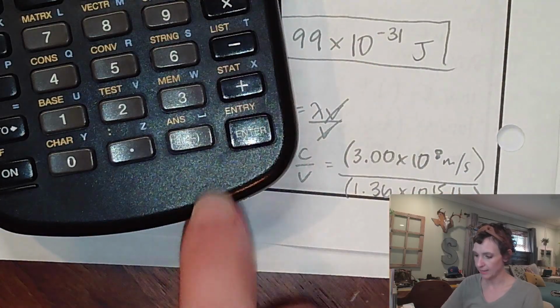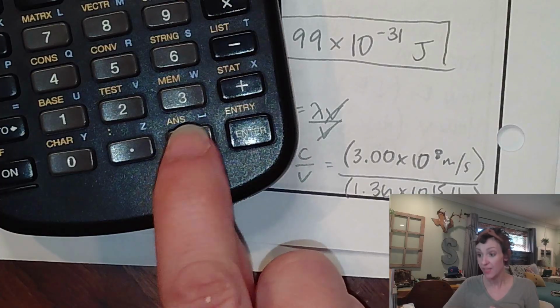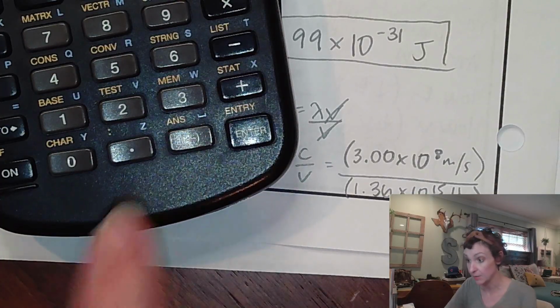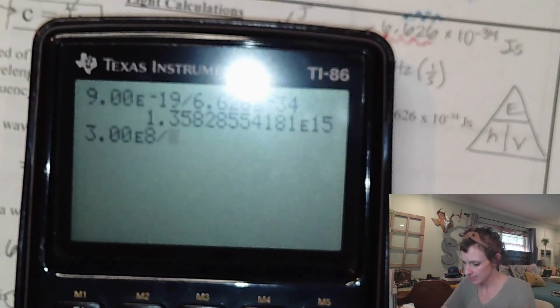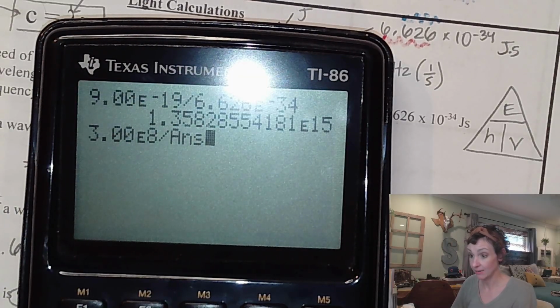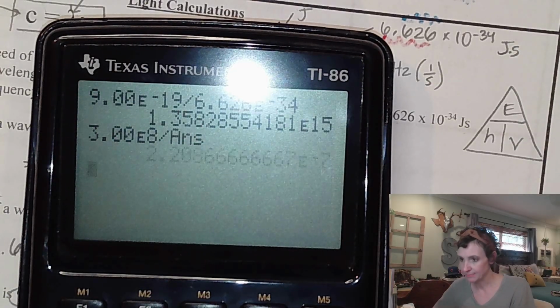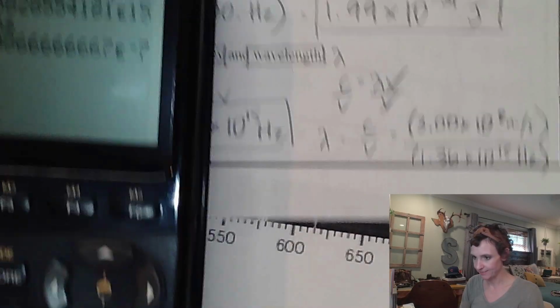There is an answer key. That means grabbing the answer from the top that you just solved for previously, which would be my unrounded frequency, right? So I'm going to go second and then hit that answer, okay? So it's now going to divide by that 1.35 whatever, right? Enter. All right, so that is my wavelength, right?